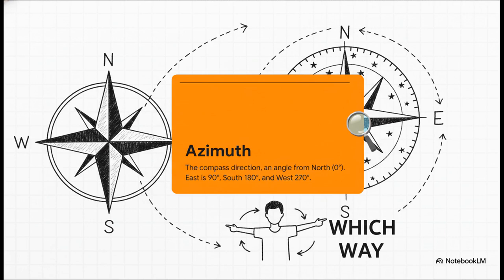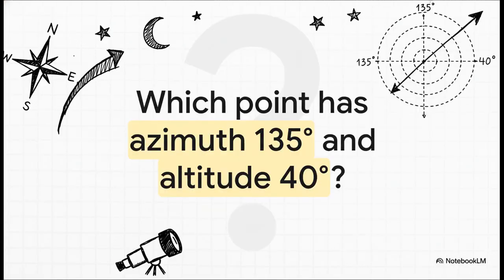And our second coordinate is azimuth. Sounds fancy, but it's really just the compass direction. It tells you which way to turn your body. It's just like a regular compass. North is 0 degrees, then you go clockwise. East is 90, south is 180, and west is 270. That's the whole deal.